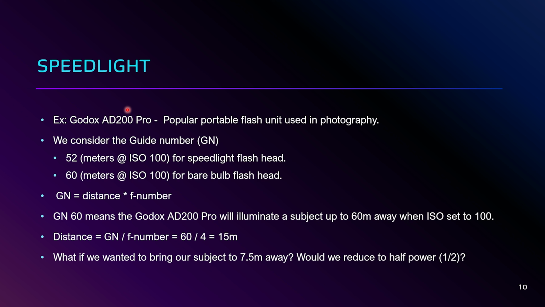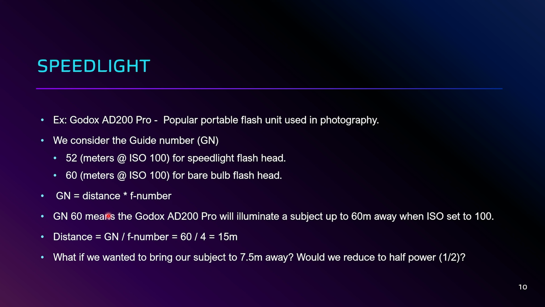How to buy a speedlight? For example, I considered the Godox AD200 Pro, which is a popular portable flash unit most photographers are using. Here we are considering the guide number. You know, the Godox AD200 Pro comes with two flash heads. One is a speedlight, one is a bare bulb. The guide number for these two is different. It is 52 meters at ISO 100 for the speedlight and 60 meters at ISO 100 for the bare bulb. The guide number is calculated using this equation, distance times f-number.